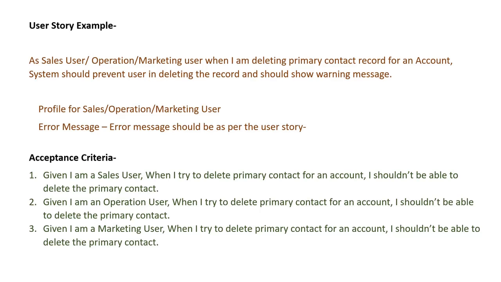We have to get the profiles for the sales, operation, and marketing users. It could be sales rep, it could be sales manager, depending on the profiles of the sales team, operation team, and marketing team. We'll get all this detail from the business analyst. There is also an error message that they want to show on the detail page. While testing, we'll make sure the error message is as per the requirement.